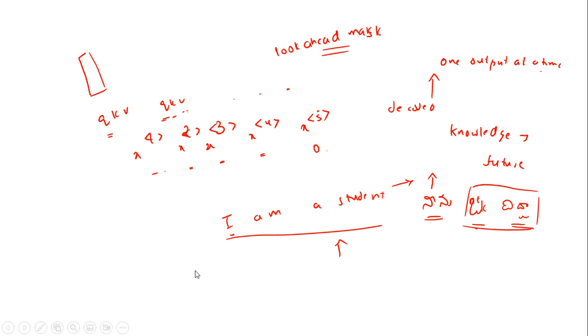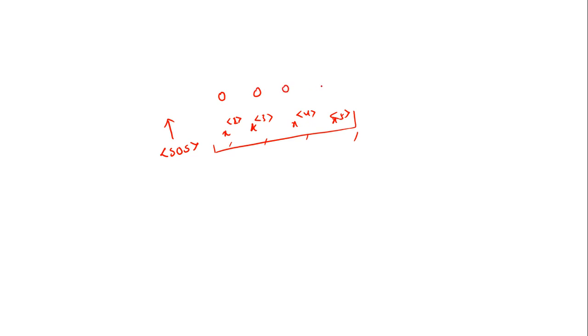Let me clear this ink. So initially, suppose in our decoder we are sending the start of sentence token. Let us assume our decoder size to be of length 5: x1, x2, x3, x4 and x5. So we do not have knowledge of x2, x3, x4 and x5 initially. So let us keep these as zeros, or you can also keep 1e minus 6, okay. So these are zeros, right?